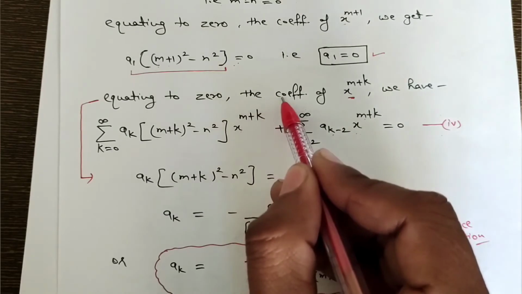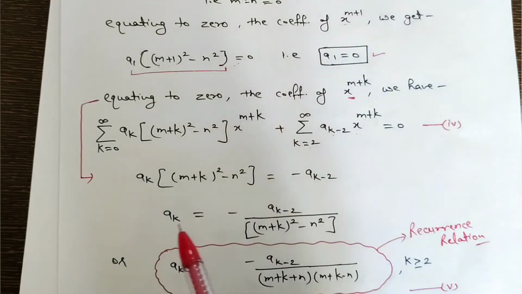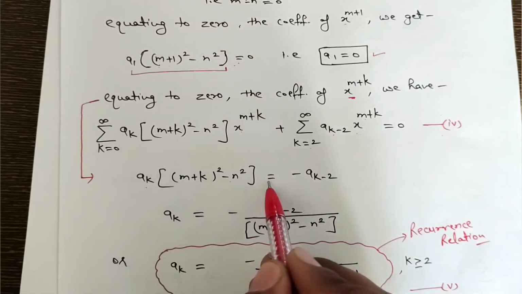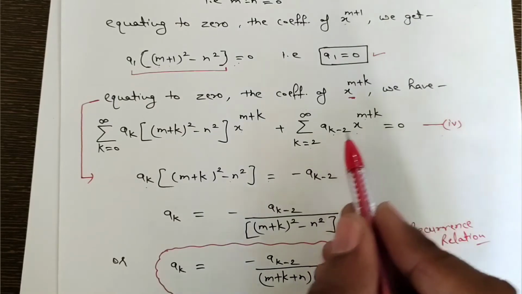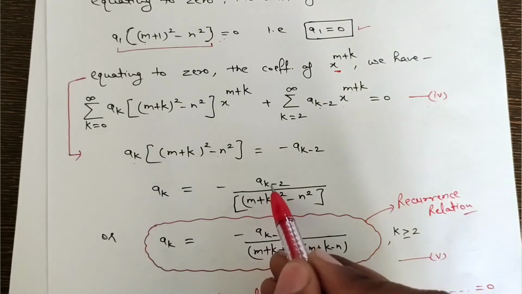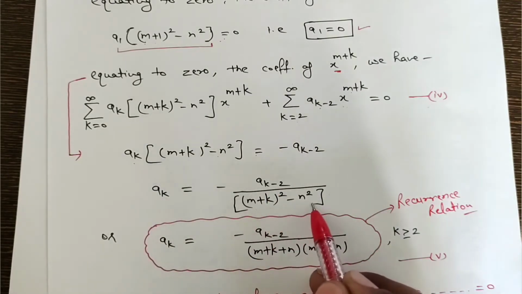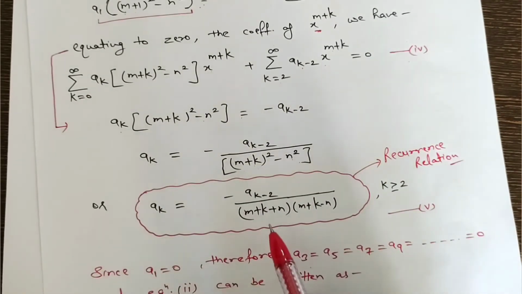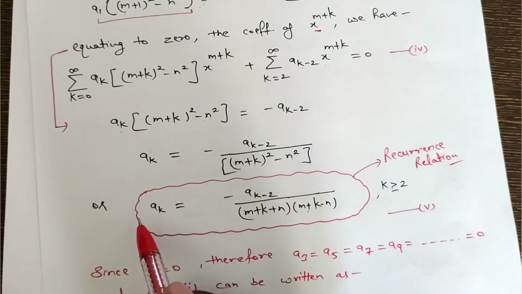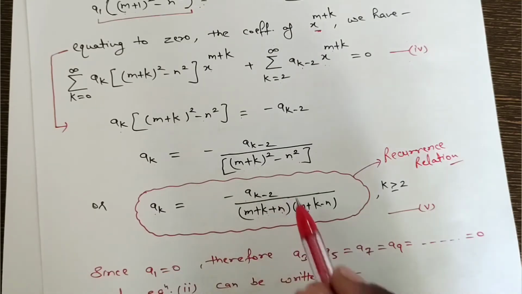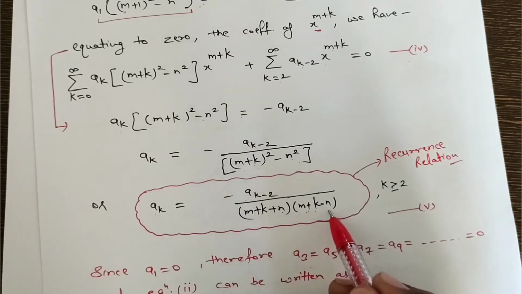So we can equate the coefficient of x raised to power m plus k. So that will give you ak times (m plus k) whole square minus n square equals to, on the right hand side it will be minus of ak minus 2. So that can be written as ak equals to minus of ak minus 2 divided by (m plus k) square minus n square. This can again be simplified as a square minus b square. So it can be written as a plus b into a minus b. So we have ak equals to minus of ak minus 2 divided by m plus k plus n, that is a plus b, and a minus b, so it will be m plus k minus n.